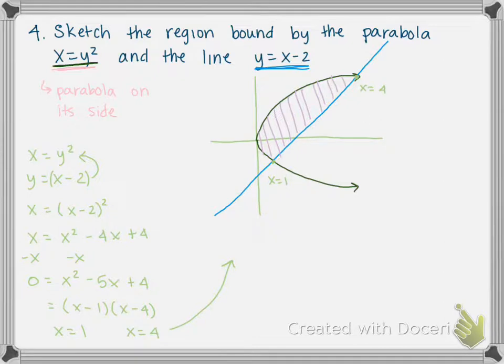And then if you want to find what those y coordinates are, you will put those numbers back into one of our equations. And if you put in 1 equals y squared, that will be y equals negative 1. We know it's negative because it's in the lower half below. It's a negative y coordinate. And if we put in 4 for x, y ends up being 2.